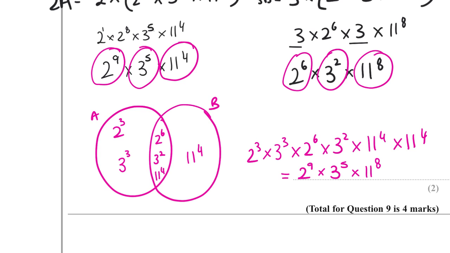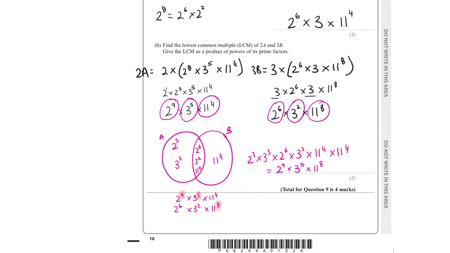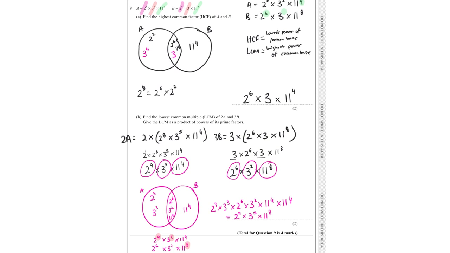There we go. And then using Dr. Foster's method, where we did when we compared them, so 2 to the 9 times 3 to the 5 times 11 to the 4, 2 to the 6 times 3 squared times 11 to the 8. We always, when we do lowest common multiple, we do the highest power of the common base. 9 is the highest, 5 is the highest, 8 is the highest. You can see that's also the answer. So that's how the two different methods work. Okay? And there we have it.